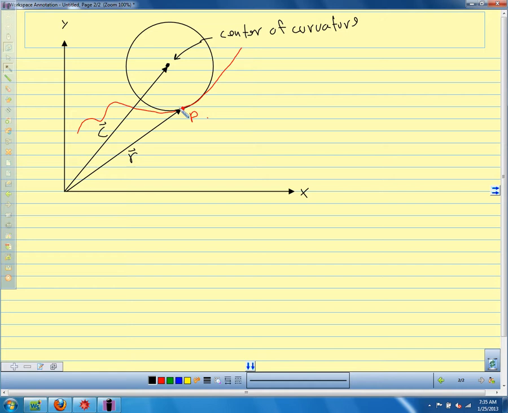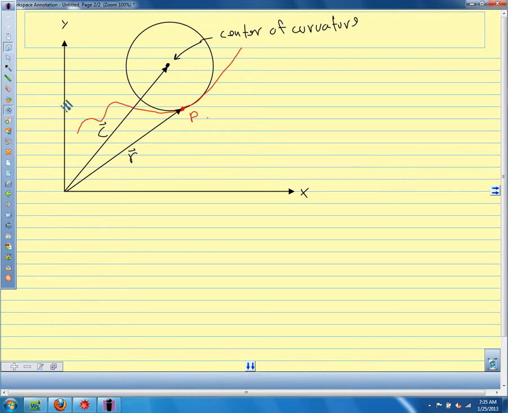So the unit normal vector, length 1. What's going to be the vector that's going to reach all the way to the center? If our unit normal vector is length 1, what can we multiply that unit normal vector by to get to the vector to point to the center? The r, multiplied by the radius of curvature.